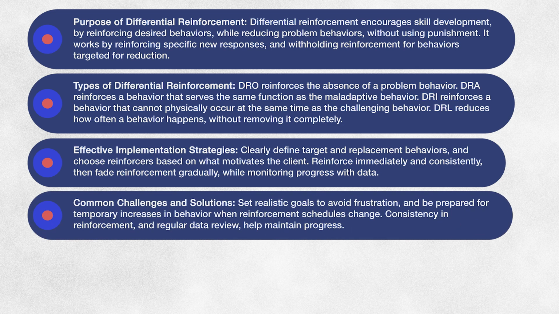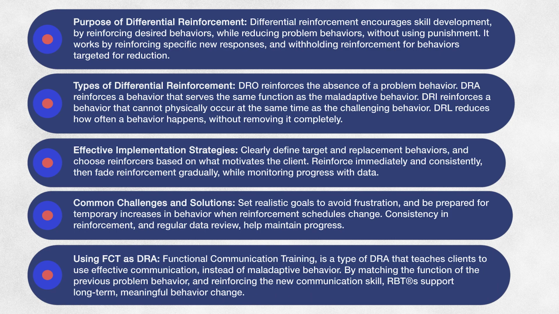Common challenges and solutions. Set realistic goals to avoid frustration, and be prepared for temporary increases in behavior when reinforcement schedules change. Consistency in reinforcement and regular data review help maintain progress. Using FCT as DRA. Functional communication training is a type of DRA that teaches clients to use effective communication instead of maladaptive behavior. By matching the function of the previous problem behavior and reinforcing the new communication skill, RBTs support long-term, meaningful behavior change.